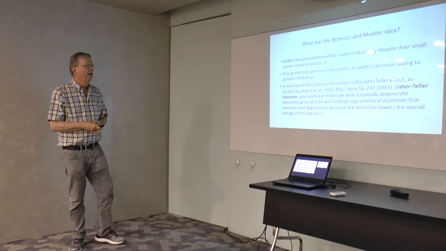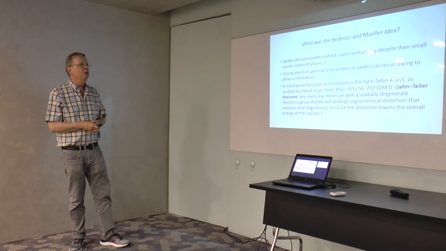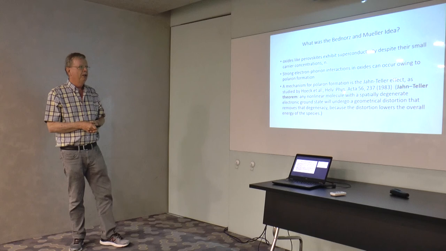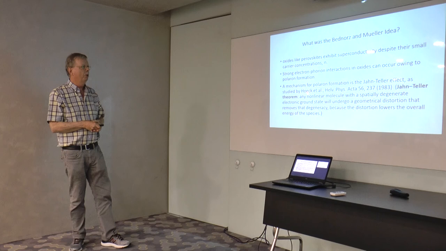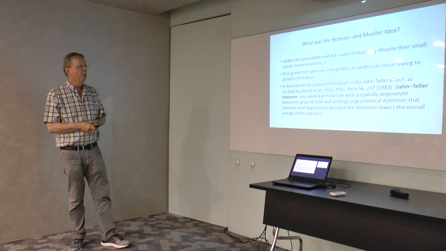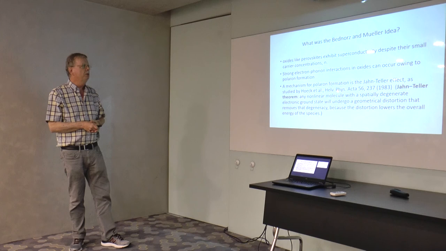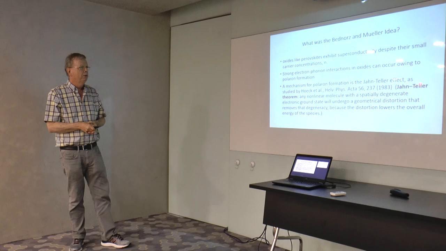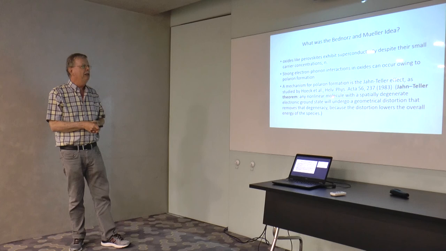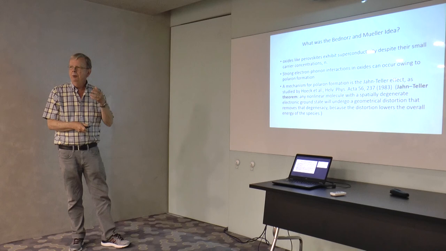So here is how the polaron pairing mechanism works. Way back when, and this is also cited in the Bednorz-Mueller discovery paper, there was a guy named Karl Heinz Höck, who used to work at Augsburg when I was there, who came up with the idea that if you have a Jahn-Teller distortion, and the Jahn-Teller theorem, this is actually Edward Teller, the Austrian physicist, says that any nonlinear molecule with a spatially degenerate electronic ground state will distort to remove that degeneracy and lower the overall energy. Höck came up with the idea that if you go into a material with such a structural distortion, you can form polarons. That was his contribution.